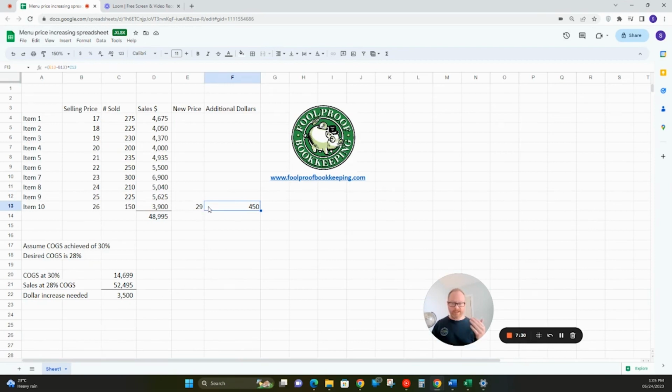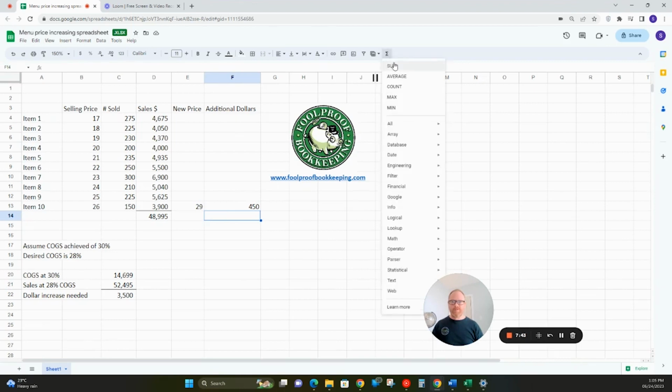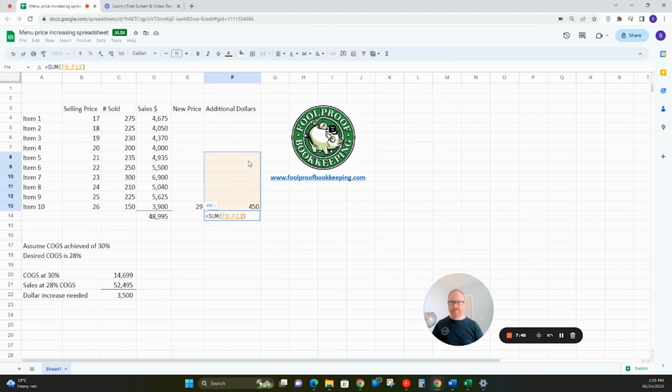If we accept that this is a price that will not affect our sales mix, that people who are buying this are going to spend the $29 instead of the $26, they don't care. That's what they want. What we want to do is get to a point where all of these things are going to add up to the $3,500. And then we know that we're ready to just go ahead and make those price increases.